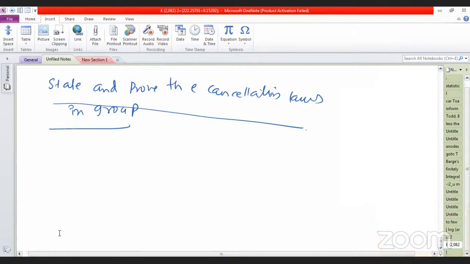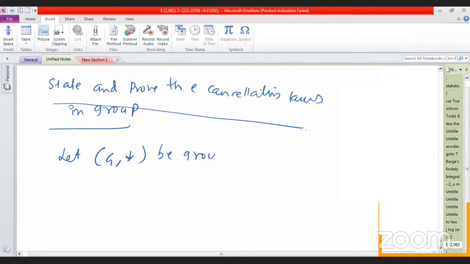I am not. Thank you. State and prove the cancellation laws in a group. So therefore, let (G, star) be a group. So therefore, a, b belong to G, so that the following condition may be true. So therefore, a star b is equal to a star c. So therefore, b is equal to c.